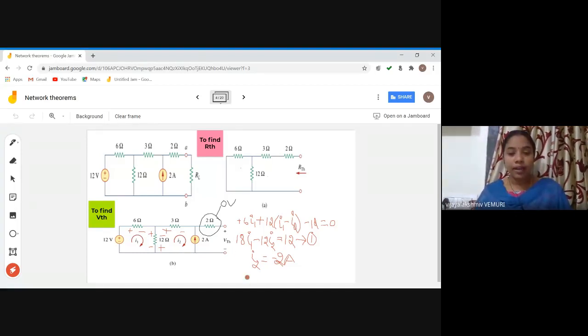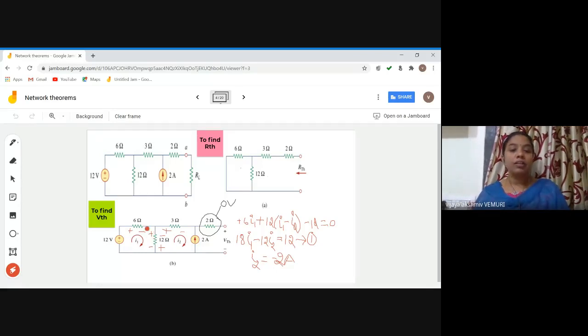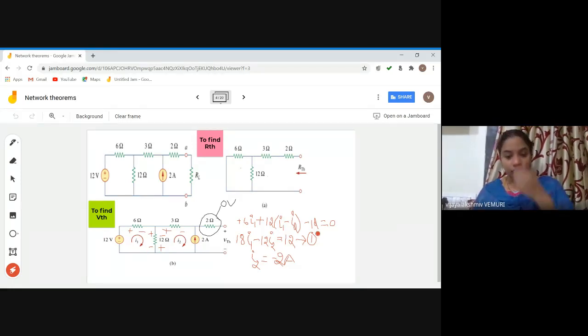So I have minus 2 amps here. Next, to find the current flowing here, which is I1 minus I2, I should find out I1. To find I1, I need to apply KVL to this loop. You start from here, plus 6 I1, go like this. Next, plus 12 into I1 minus I2. Why? Because I1 current is coming in this direction and I2 current is coming in the reverse direction. That is why I1 minus I2. Next, minus 12 is equal to 0.